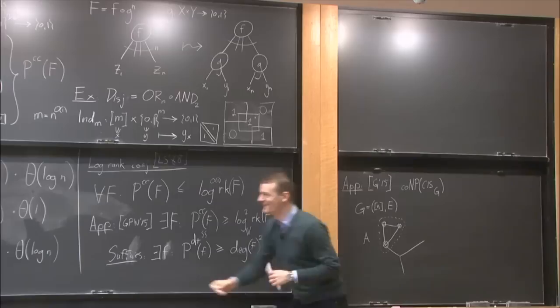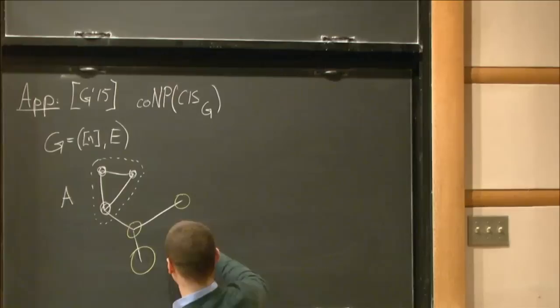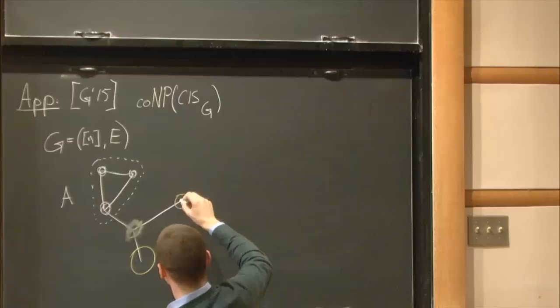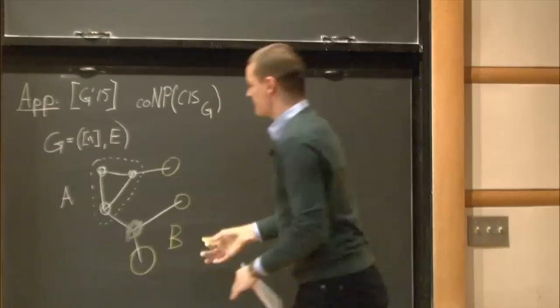Why do we have an eraser here? Okay, so this is an independent set in the graph. Good catch. Why do I want a third vertex? I don't know. So there we go. So that's Bob's input. And the question is just for Alice and Bob to determine whether the two sets intersect.